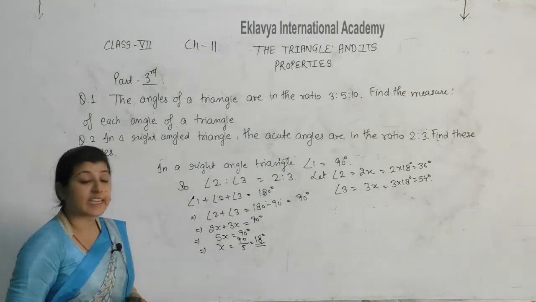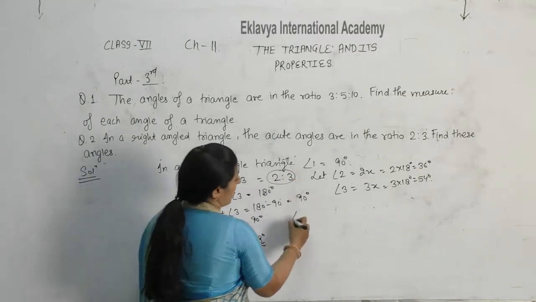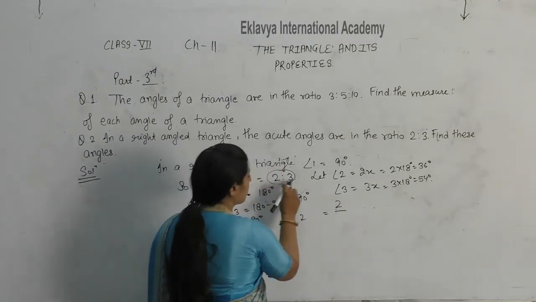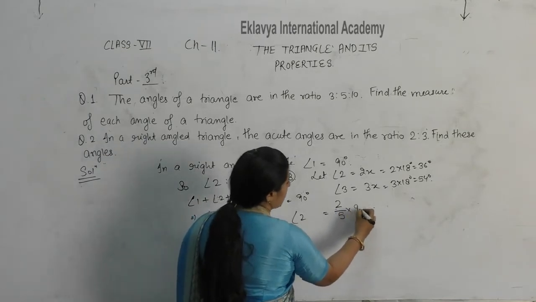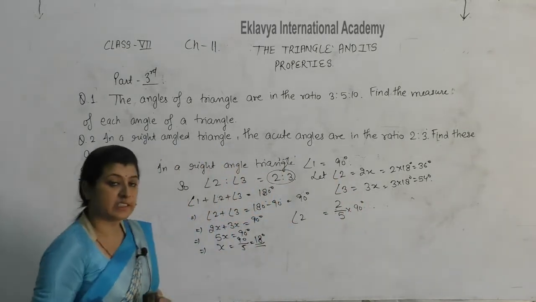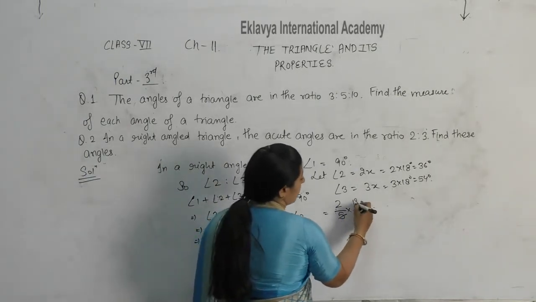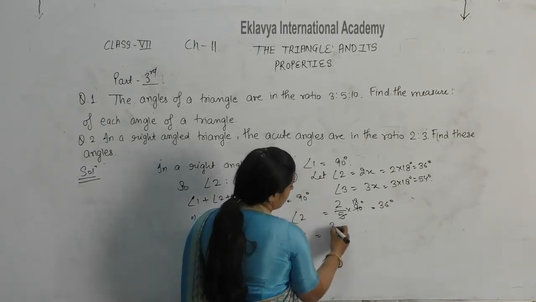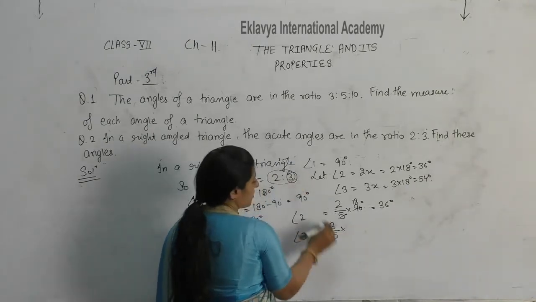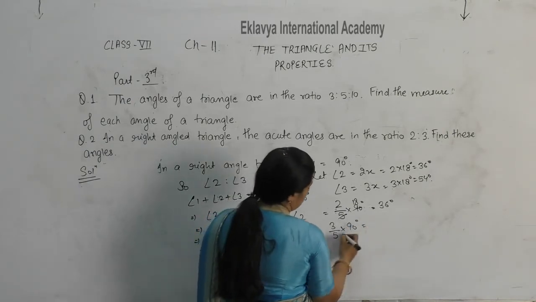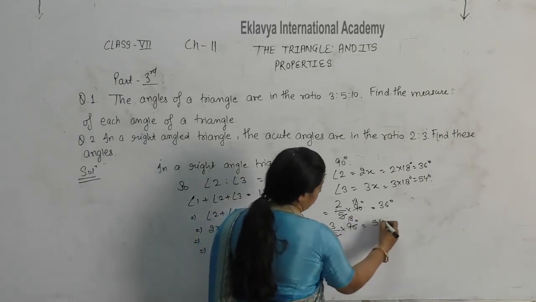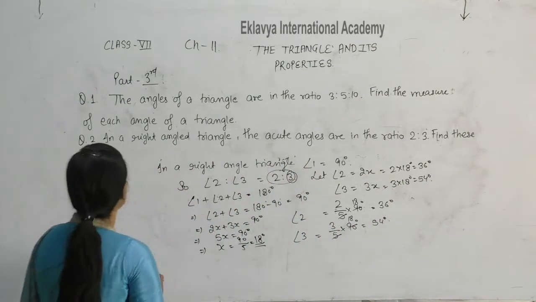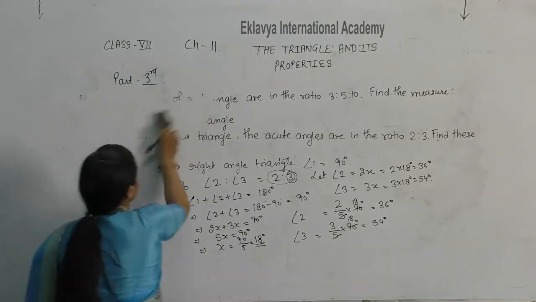One method is this. Second method, see: angle 2 is equal to the ratio given to you, 2, sum of this ratio 5, multiply by the sum of these angles, 90 degree. So you can find out directly 18, which is equal to 36 degree. Similarly angle 3: ratio 3, sum of these ratios 5, and the sum of both angles is 90 degree, 54 degree. So you can use any one of the methods for solving it. Okay, now see more examples.